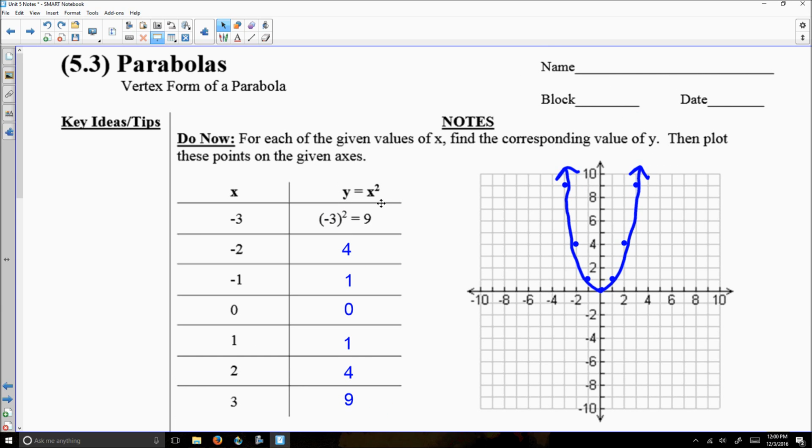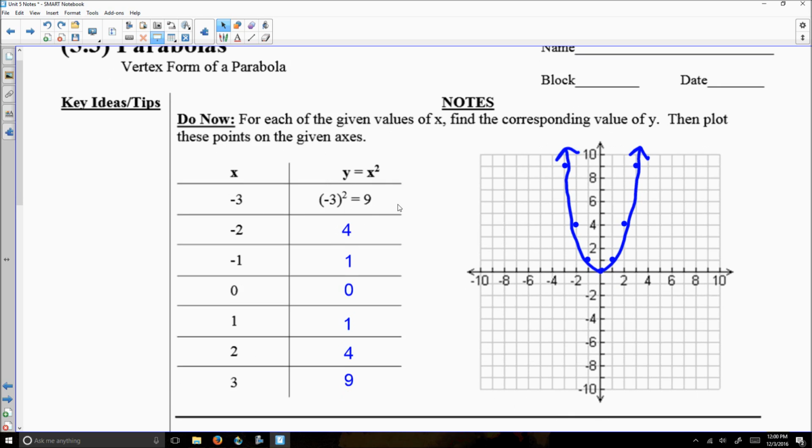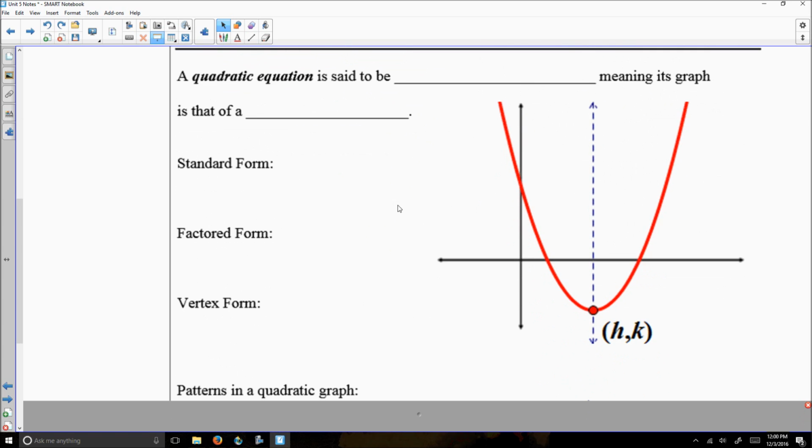So notice that the shape that we have graphed here actually results from y equals x squared, which gives us a parabola. Anytime we see a variable x squared, we refer to this as a quadratic term. Thus, this is a quadratic equation. A quadratic equation is said to be parabolic, meaning that its graph is that of a parabola.